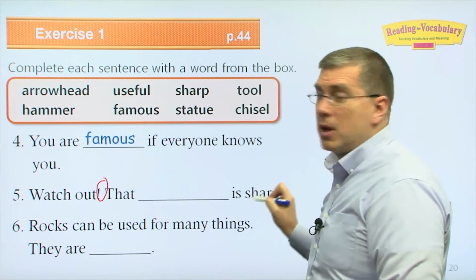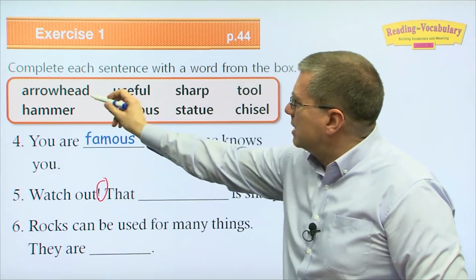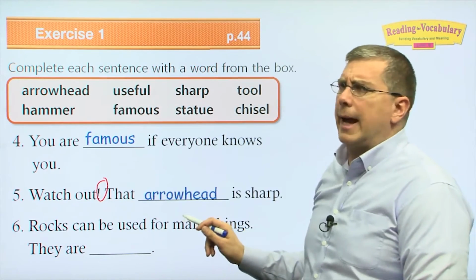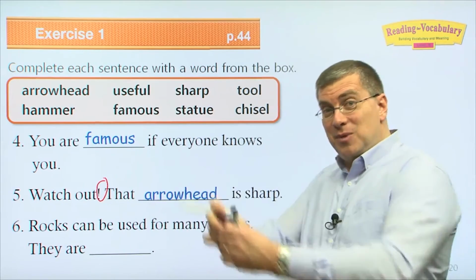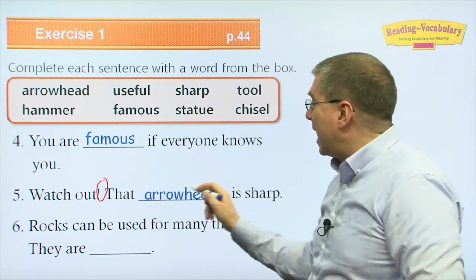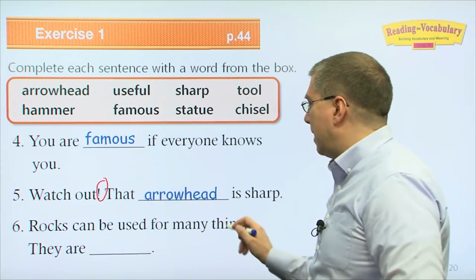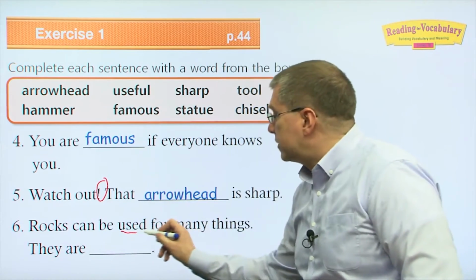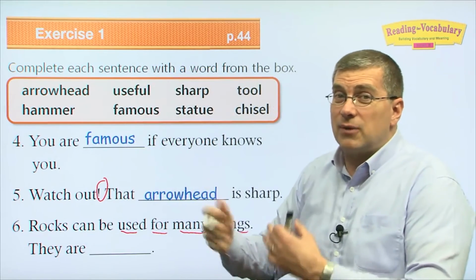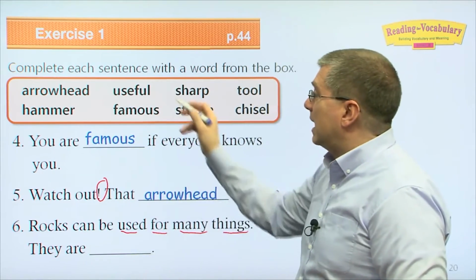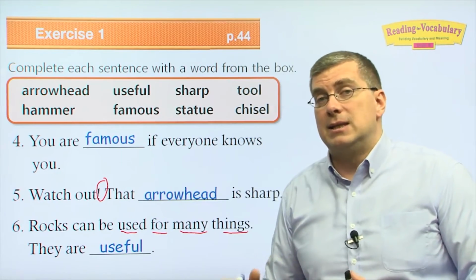Okay? So watch out. That beep is sharp. What can be sharp here? Well, there's a couple of things that can be sharp, but probably we're looking at this one over here. That arrowhead is sharp. Watch out, right? Be careful if you're going to shoot the bow, because that arrowhead is sharp. Be careful. Number six. Rocks can be used for many things. If something can be used for many different things that we want to do, we can say it is useful. Rocks are useful.